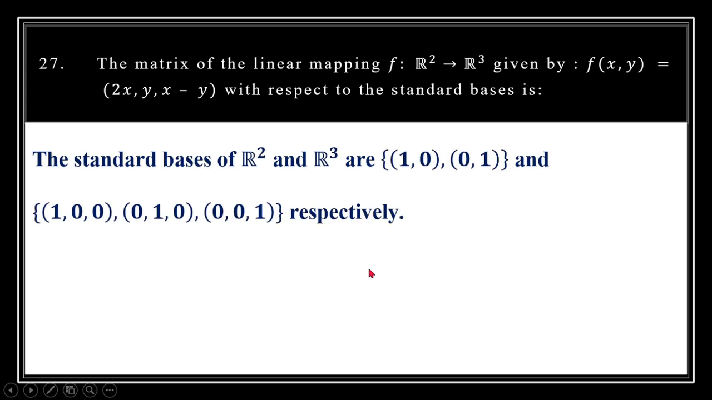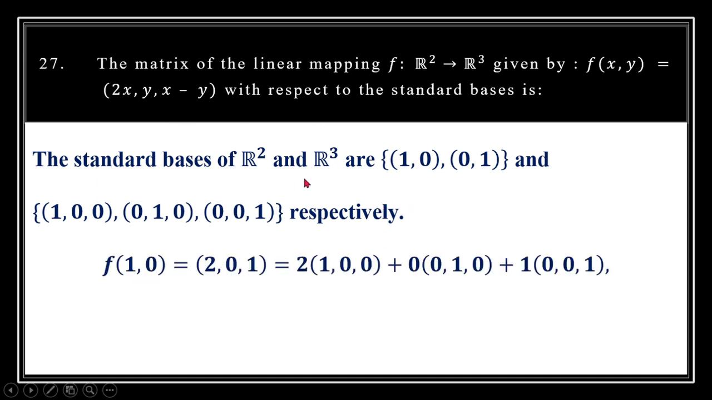See, the standard basis for R2 is the set containing vectors (1, 0) and (0, 1). And the set containing vectors (1, 0, 0), (0, 1, 0), (0, 0, 1) is the standard basis for R3. And for the linear transform f of (x, y) equal to (2x, y, x minus y), we will get f of (1, 0) equal to, we just have to replace x by 1 and y by 0. So we will get (2 times 1, 0, 1 minus 0), it will be (2, 0, 1), and this can be expressed as the linear combination of standard basis vectors of R3 as 2 times (1, 0, 0) plus 0 times (0, 1, 0) plus 1 times (0, 0, 1).